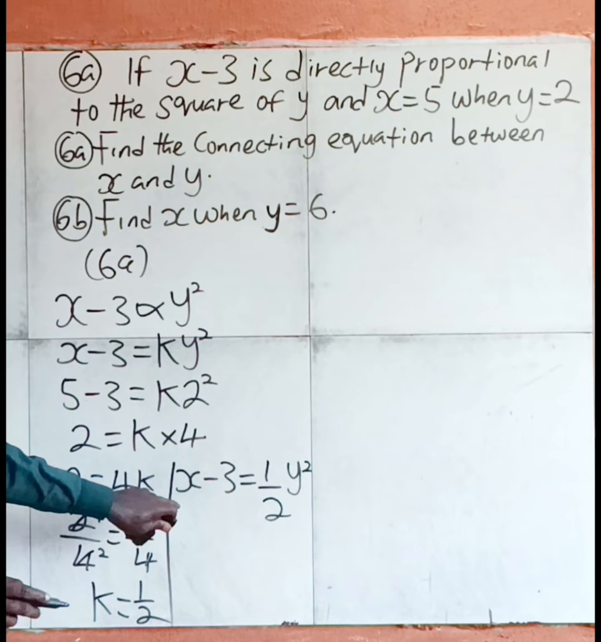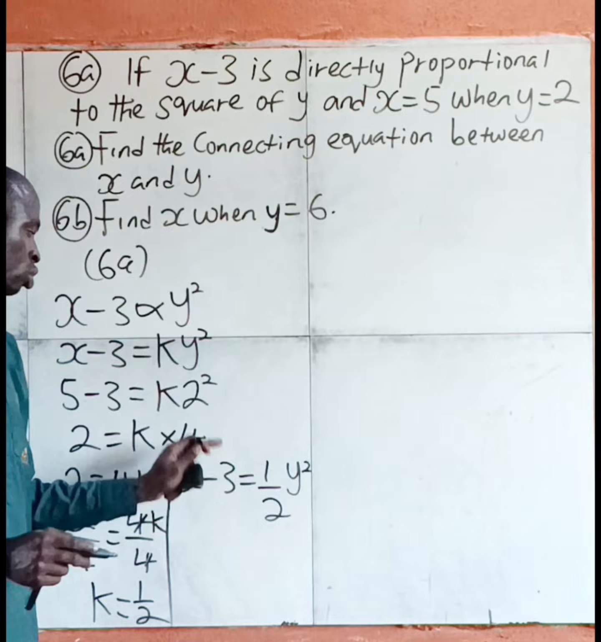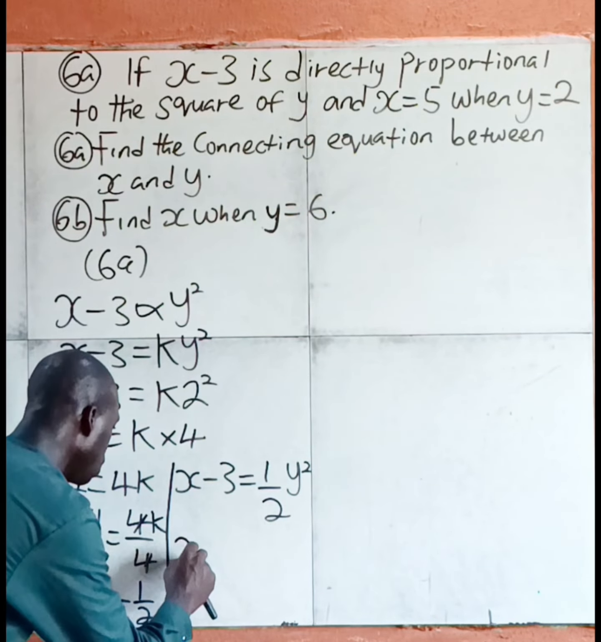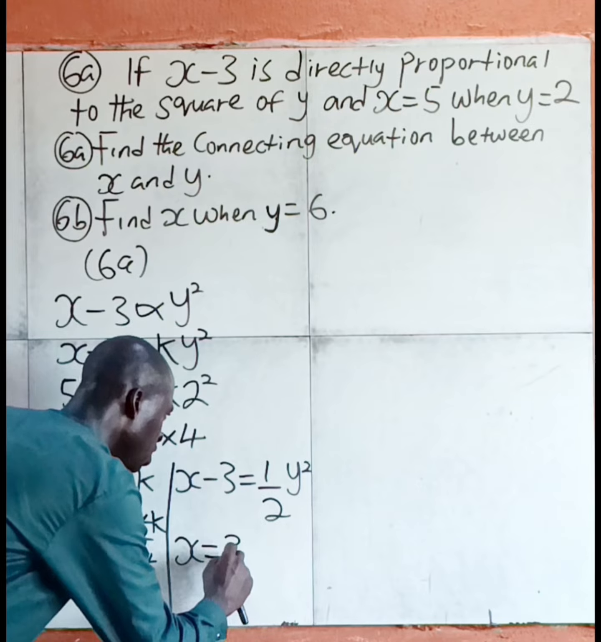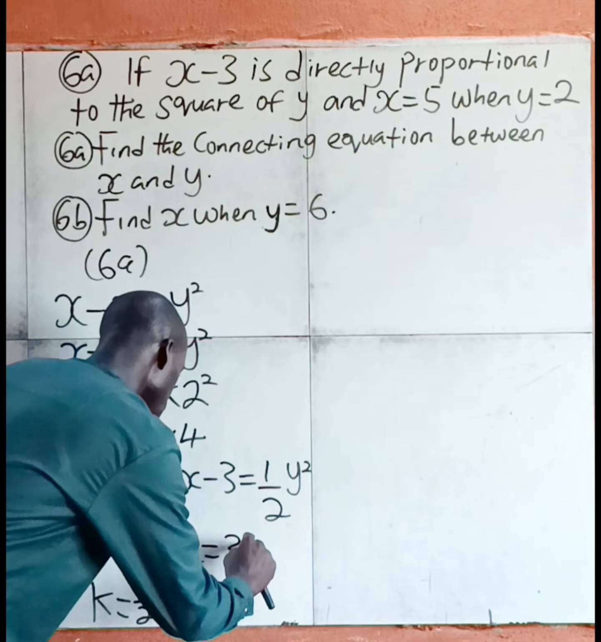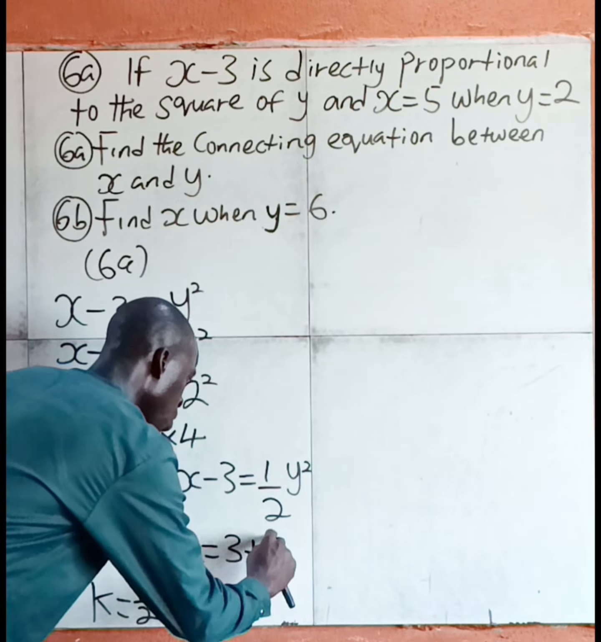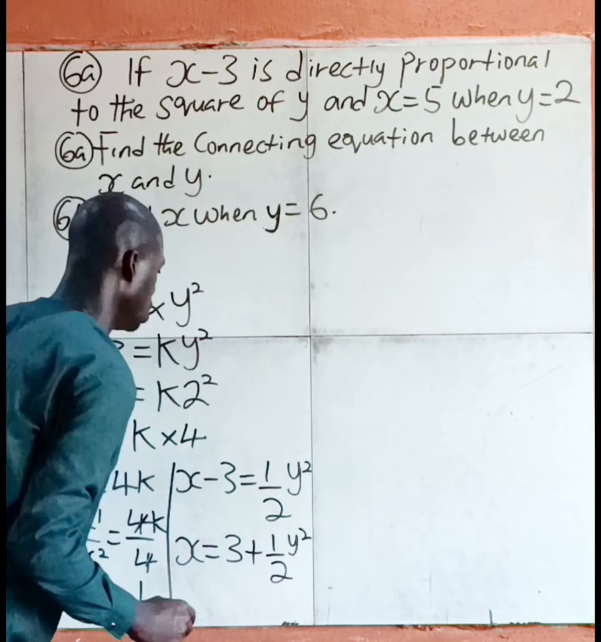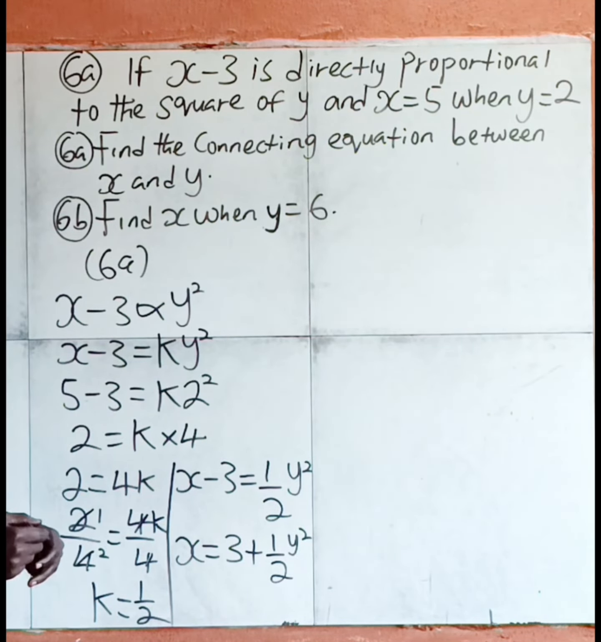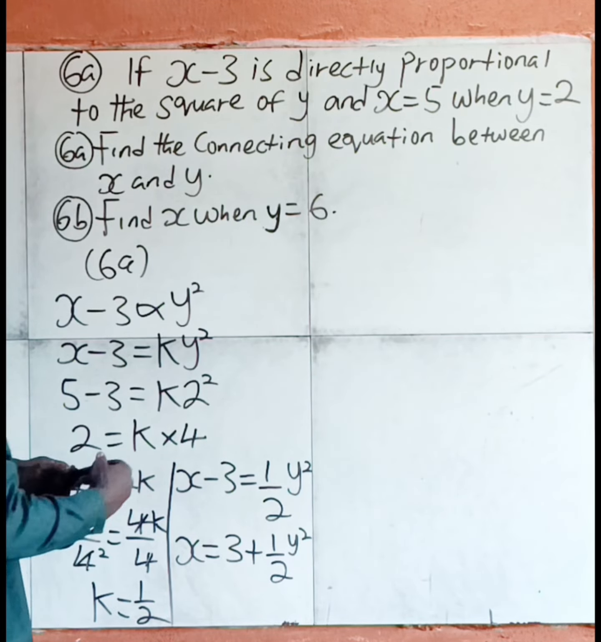So the next thing you're simply going to do, you cross this negative 3 to the other side. So your connecting equation becomes x equal to 3 plus 1 over 2 y squared. So this is what you're going to have as your connecting equation. So with that being said, we'll go to problem 6b.